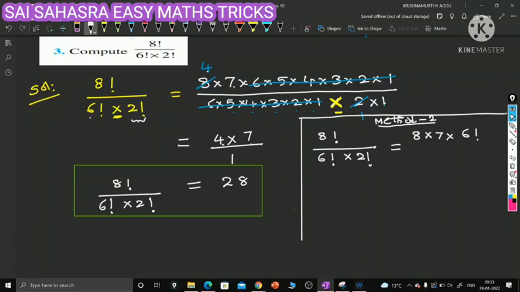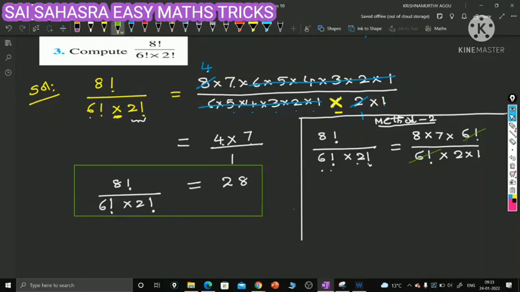Tell me, can I stop at 6 factorial, instead of writing 6 into 5 into 4 into 3 into 2 into 1? Yes, sir. Next in the denominator, 6 factorial is there, and the next 2 factorial is 2 into 1. See, I stopped there to cancel this 6 factorial with 6 factorial, direct cancellation. To do the calculation like that, I have done so. Instead of writing everything completely and cancelling, we can stop at any place.